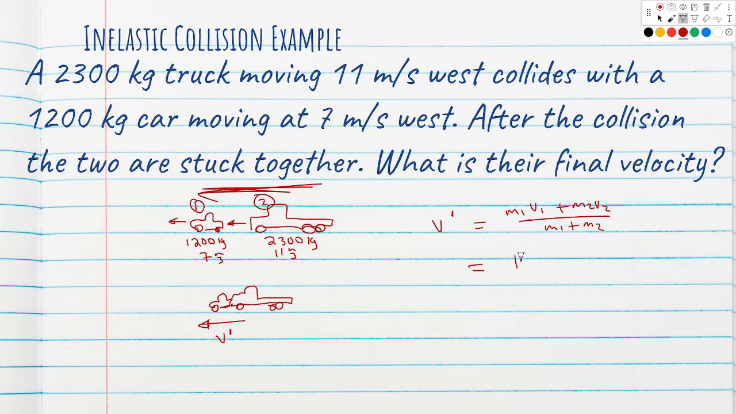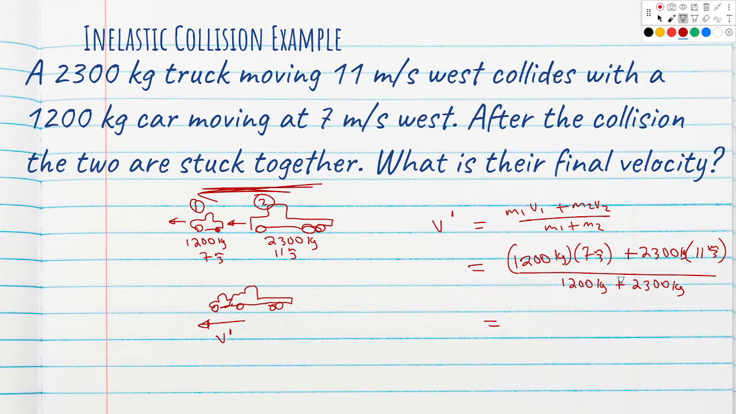I didn't put it down, but I'll put 1,200 times 7. Let me put the units in to be a good boy. All right, 1,200 kilograms times 7 meters per second. And here's 2,300 kilograms at 11 meters per second. And you can see that's my total momentum before the crash. When I divide by the sum of the masses, the 1,200 kilograms and the 2,300 kilograms, then I'll get the total mass.